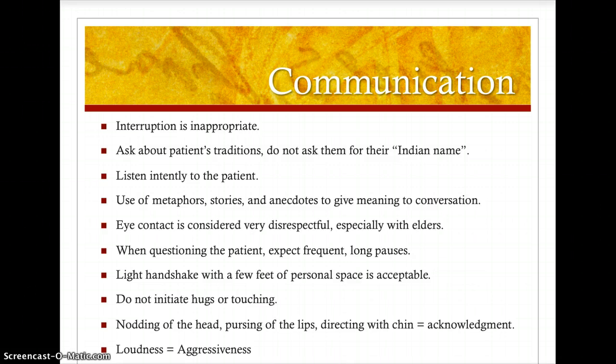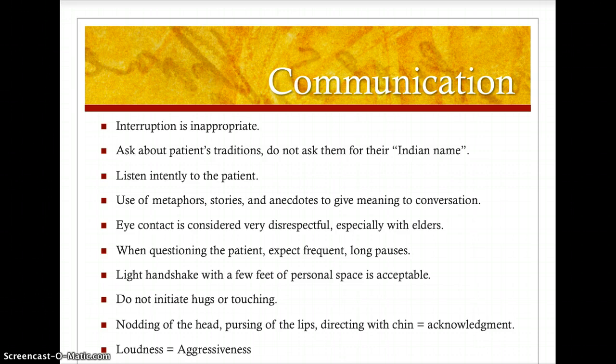You may address the patient by their first name, however, it is inappropriate to ask if they have an Indian name. Be sure to ask what the patient's traditions are and listen intently to their response. Do not be in a hurry. It is normal for the Native American to use metaphors, stories, and anecdotes to convey a deeper meaning during conversations. When a patient does such, it is important for you to pay close attention to what the patient is saying and to refrain from asking questions until the patient is finished speaking.